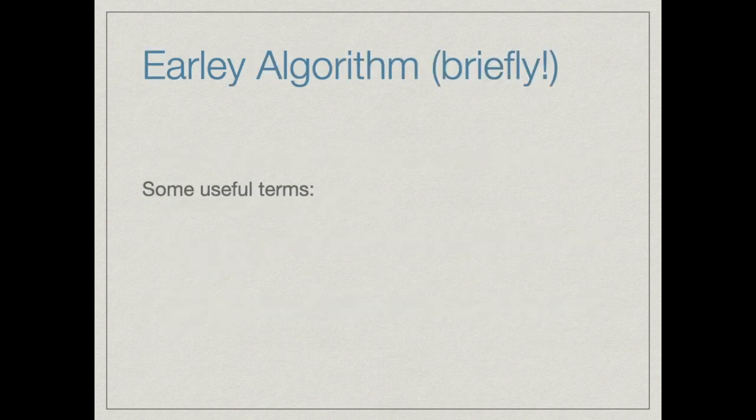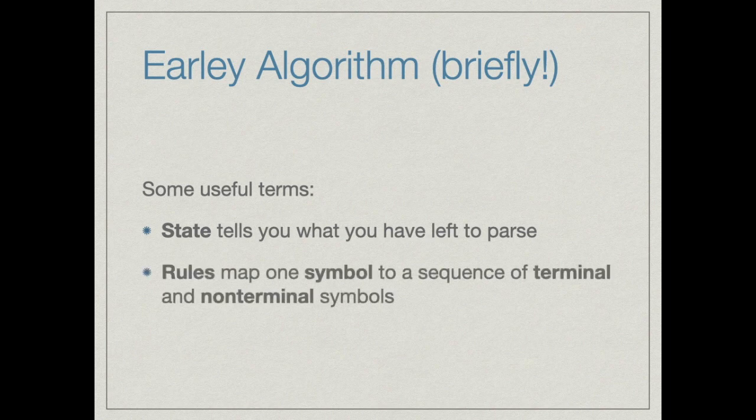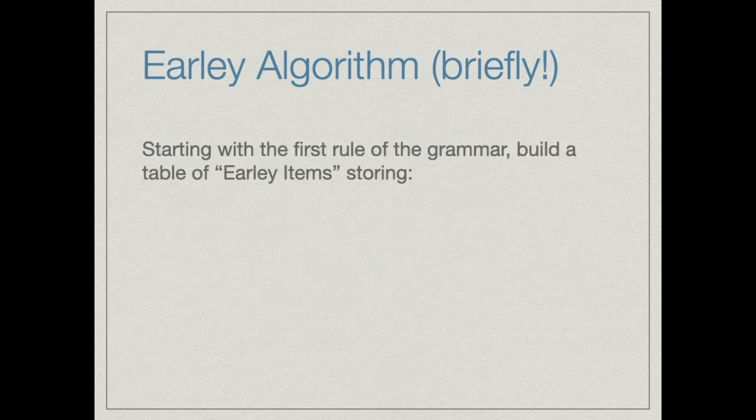Next, it's helpful to consider the Earley algorithm. Here are some useful terms. The state, or state number, is a reference which stores the input which we have yet to parse. Rules map one non-terminal symbol to a sequence, or a combination of sequences, of terminal and non-terminal symbols, just like we saw earlier in that grammar example.